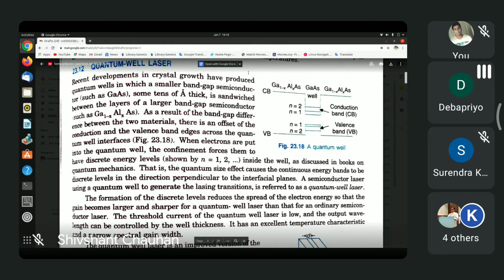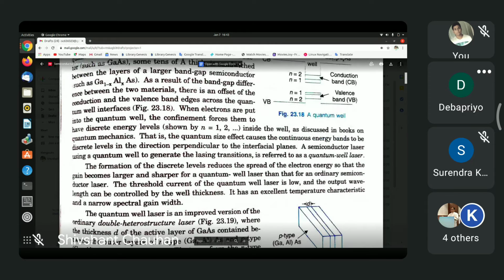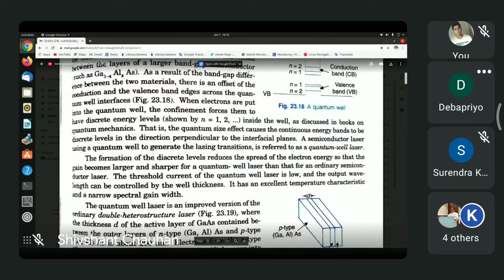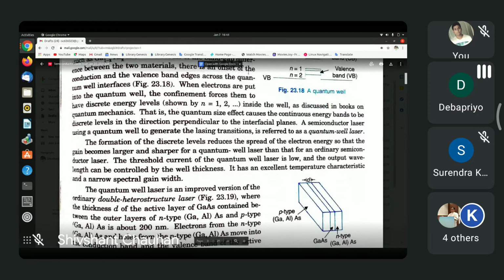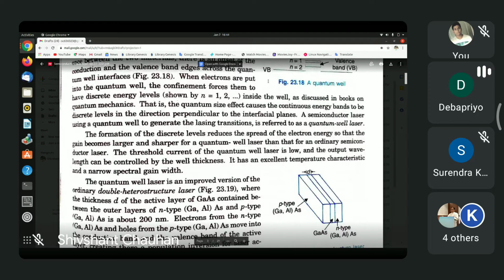And now I will show you the construction. You can just move downwards, just scroll down slightly. Here you can see the kind of structure that I was referring to. There is p-type gallium aluminium arsenide on one side, and there is n-type aluminium gallium arsenide on the other side, and in between these is a layer of gallium arsenide, and that is the one that constitutes the quantum well.